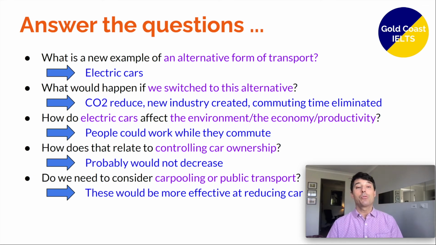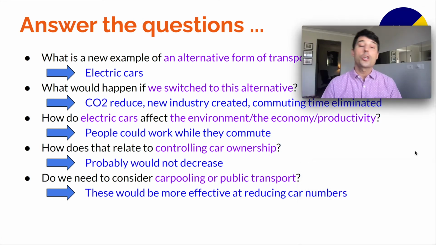So how does that relate to controlling car ownership? I think it probably would not end up in a big decrease in car ownership, but there would be some other benefits. So do we need to consider carpooling or public transport? Yes, these would probably be more effective at reducing car numbers.